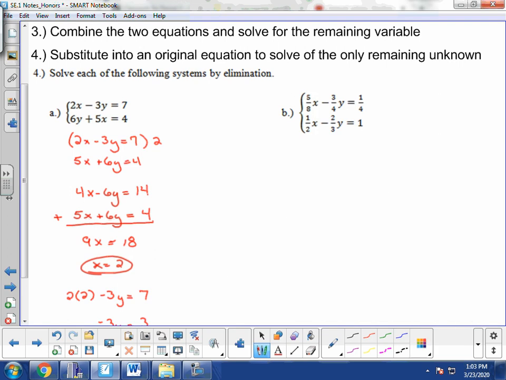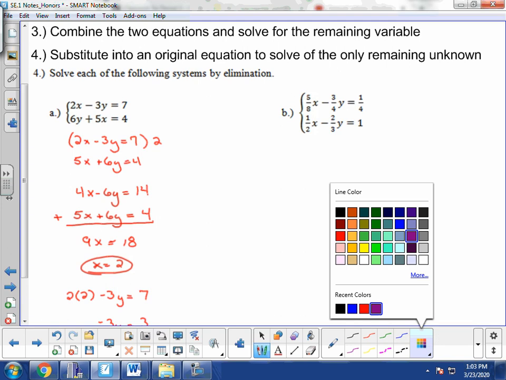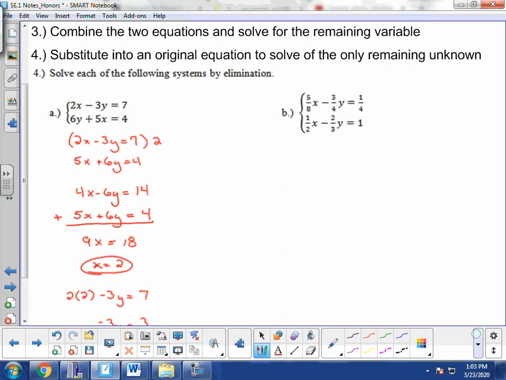So if I look at the first equation, I can work on getting rid of the fraction by just multiplying by a number that's going to get rid of the denominator. So if my denominators are 8 and 4, my LCD, the least common denominator, is 8. So multiply everything by 8. That would give me 5x minus, sorry, not 3y, but minus 6y equals 2.